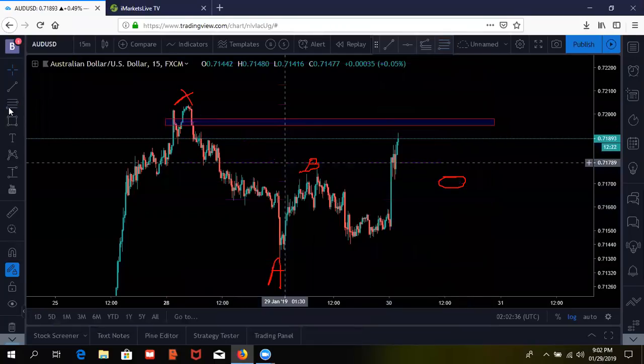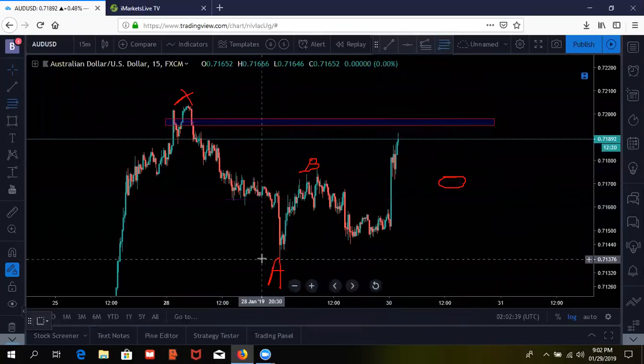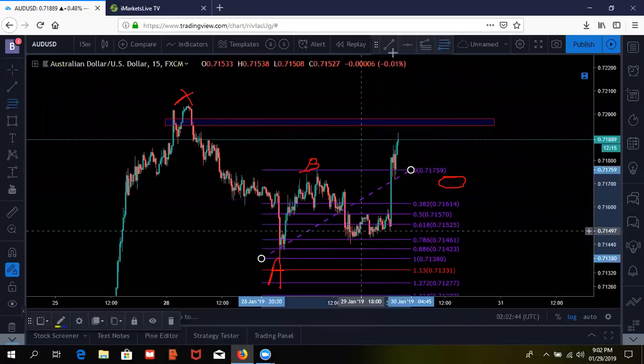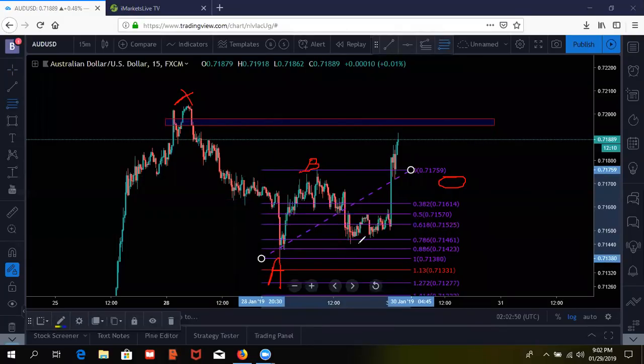I take my fib from my AB, fib that out, looking for a 50% retracement. We got that. We got that 50% touch minimum. Again, it's my C leg. As long as the C leg doesn't close below the A leg, we're fine.